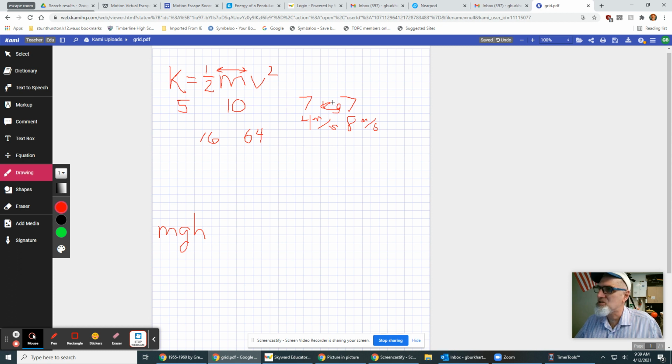So if you double the speed, the energy will increase by 4 times. It'll be 4 times more energy. This is why speeding in your car is such a terrible idea.